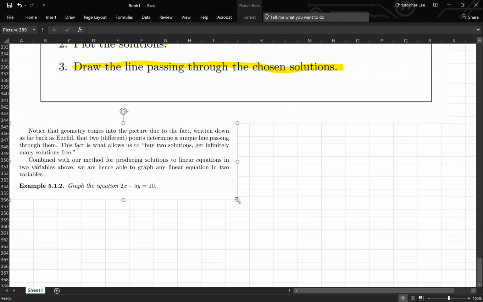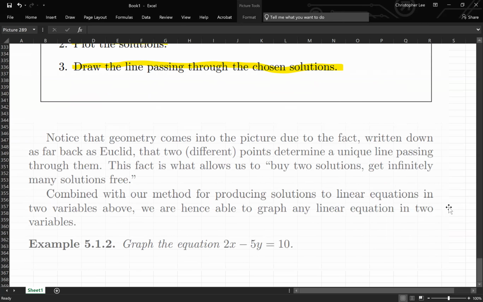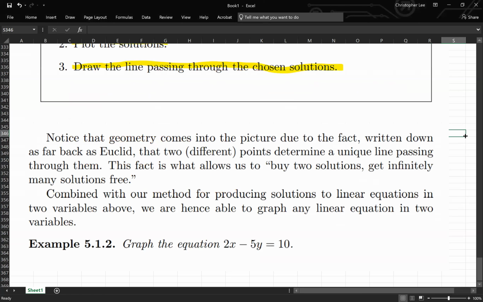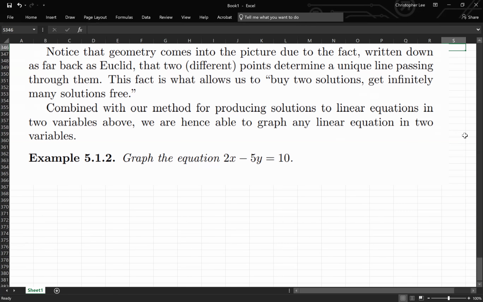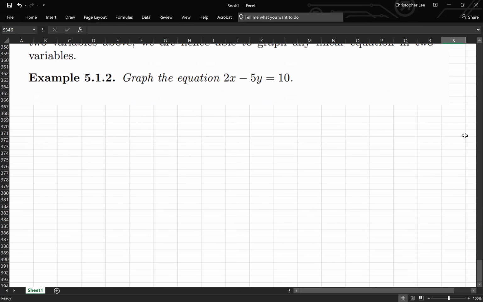All right, so notice that geometry comes into the picture due to the fact, written down as far back as Euclid, that two different points determine a unique line passing through them. This fact is what allows us to buy two solutions, get infinitely many solutions free. Combined with our method for producing solutions to linear equations in two variables above, we are hence able to graph any linear equation in two variables. For example, let's graph this.